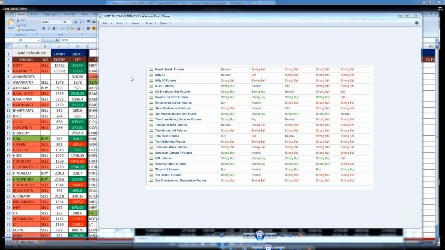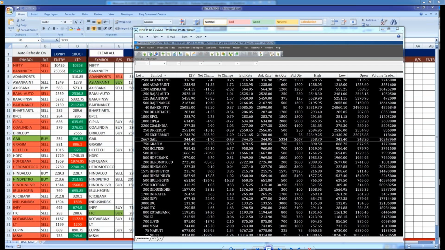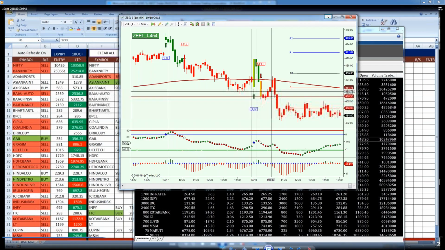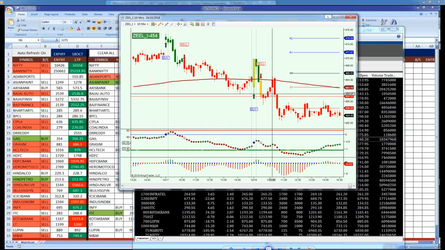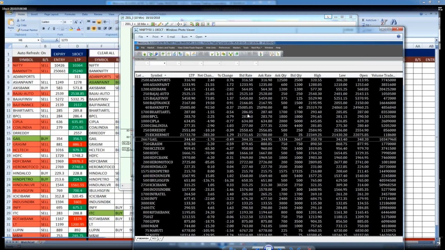I'll just explain with the chart itself. So 460 was our entry. 460 is somewhere here. You can see that, and it comfortably made around 454. So that's roughly around 6 rupees of profit. You just multiply that into your lot size, and you'll get your targets.